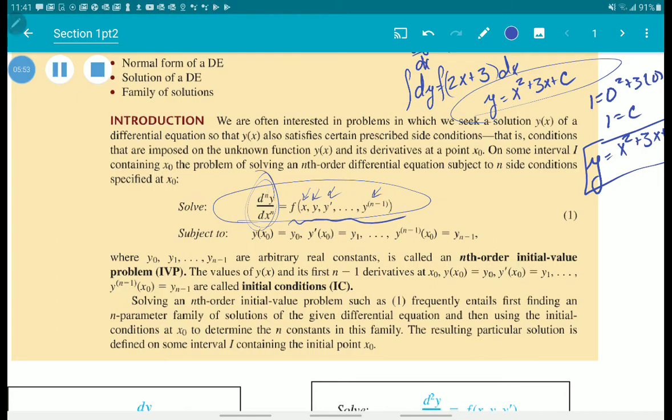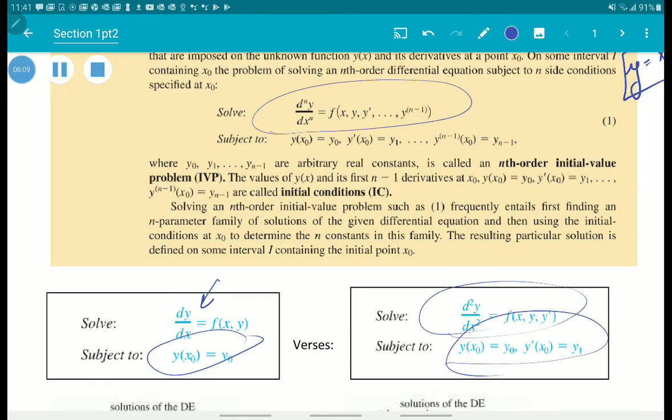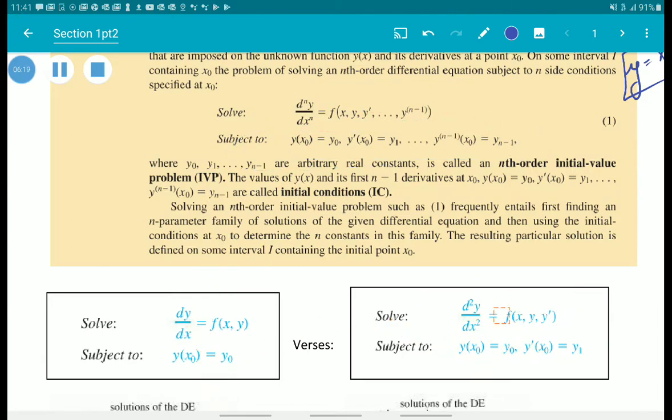The higher the order here, the more conditions you're going to need to find a particular solution. So when we had a first order differential equation, we needed one initial condition. When we had a second order, we needed two. If we have an nth order, then we're going to need n initial conditions to satisfy that. And that's just going to allow us to find all of those constants.